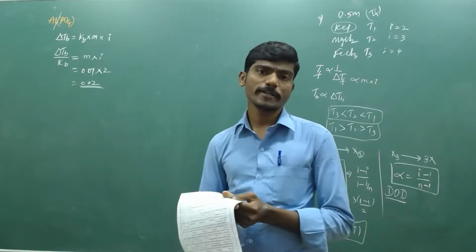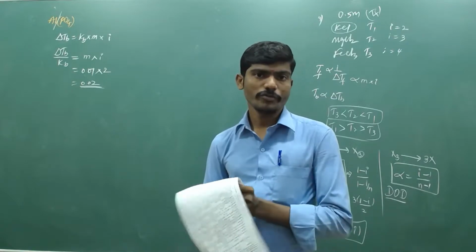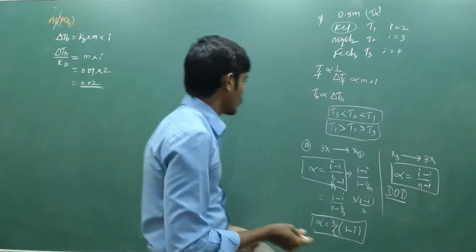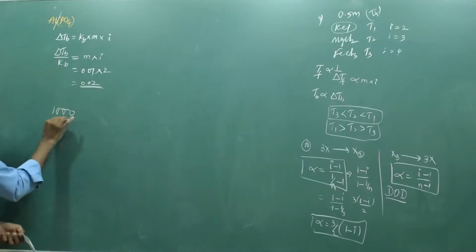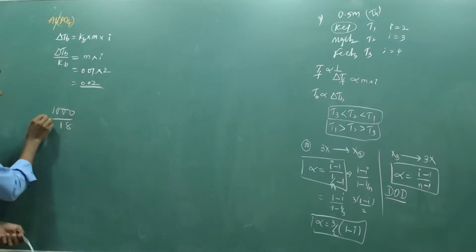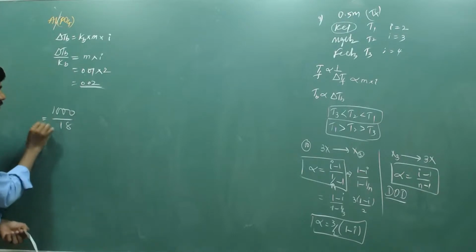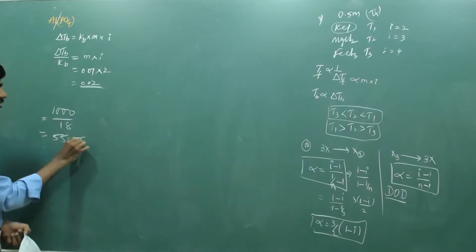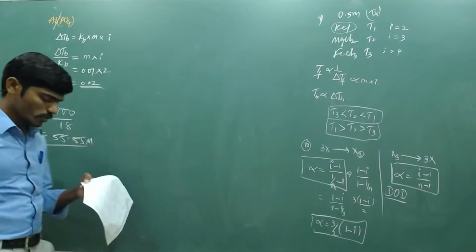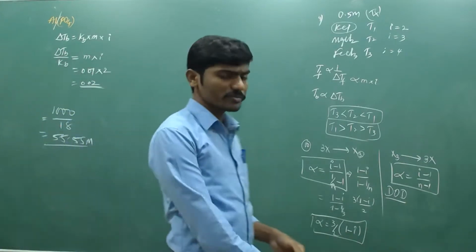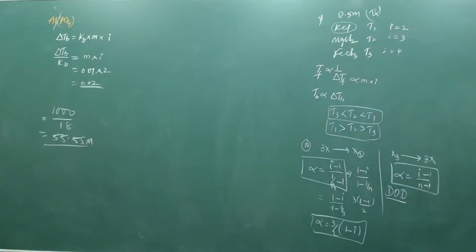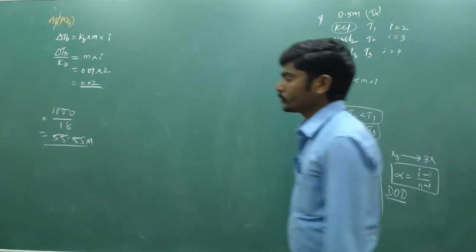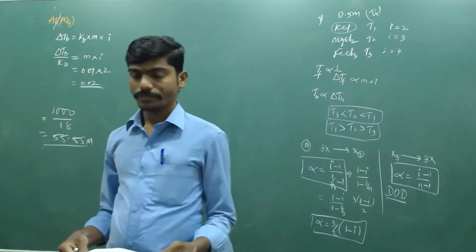Molarity of pure water is 55.56. How? Pure water, 1000 grams. Molar mass of water is 18. Mass is 1 kg. So for pure water, it is 55.55. Molarity of pure water is 55.55, about 55.6. Next question.